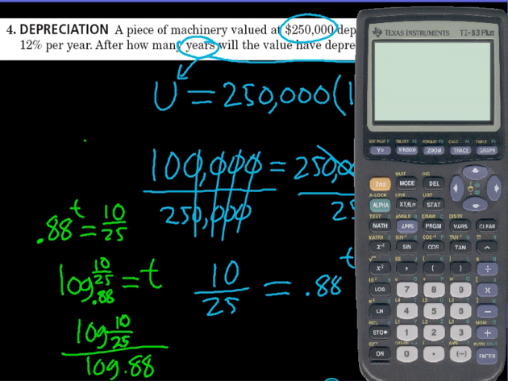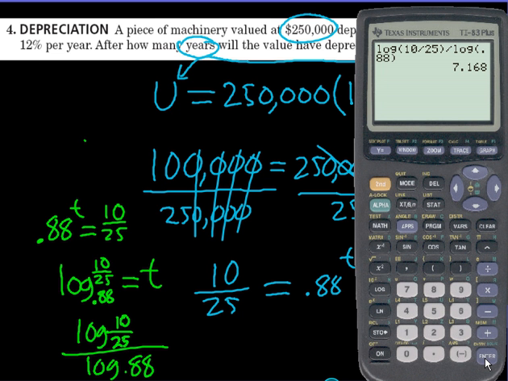So log, 10 divided by 25, close, and I'm going to divide that by the log of 0.88, close, enter. 7.168 years. Okay, so it's going to take more than 7 years. 0.168, we don't really know based on the question whether it's happening monthly. They didn't tell us that, so we're assuming it's once a year.